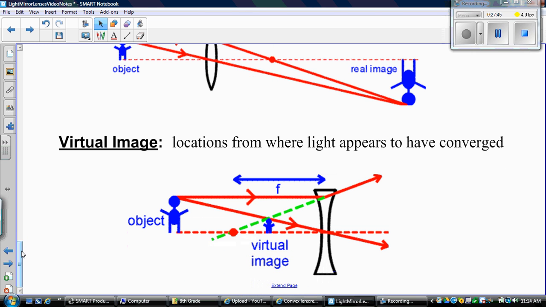A virtual image is a location from where light rays appear to have converged, but they converge on the same side as the object. And it will always be an upright image. So if you have an upright image, that's a virtual image. If you have an inverted image, that's called a real image.